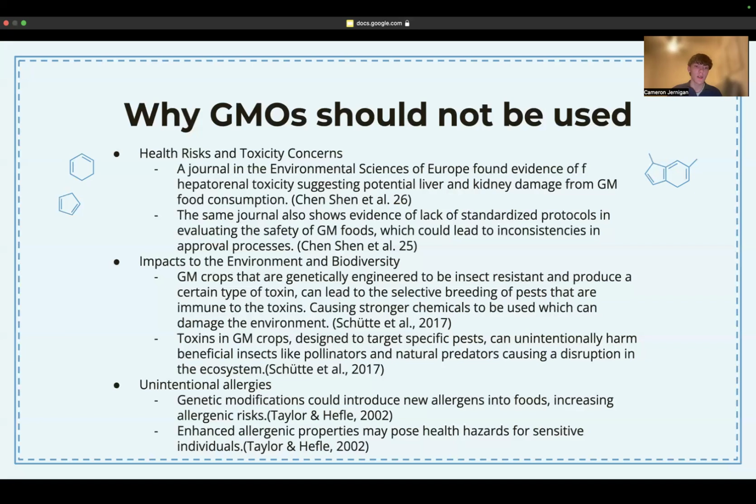In terms of unintentional allergies, genetic modifications could introduce new allergens into foods, and this can increase allergenic risk for people who have allergies. This could pose health hazards for sensitive individuals. And these are the main points that are often argued when people talk about being against GMOs.